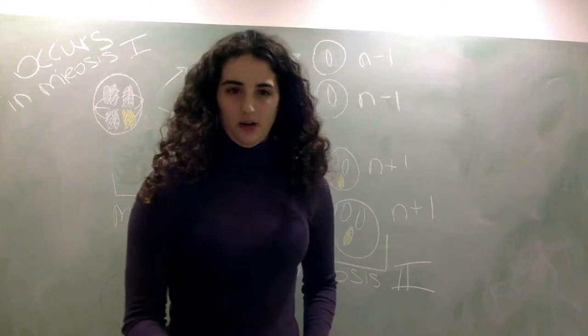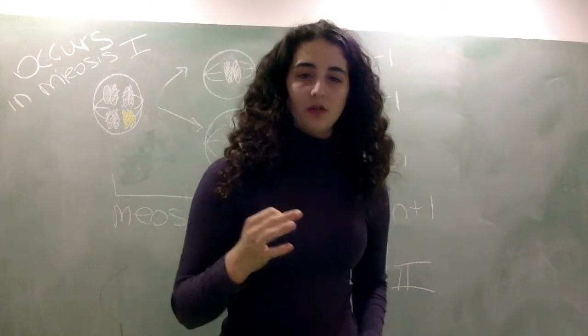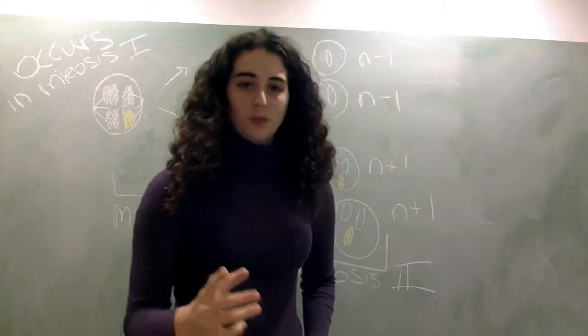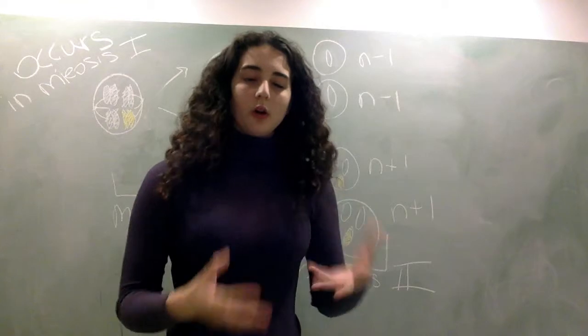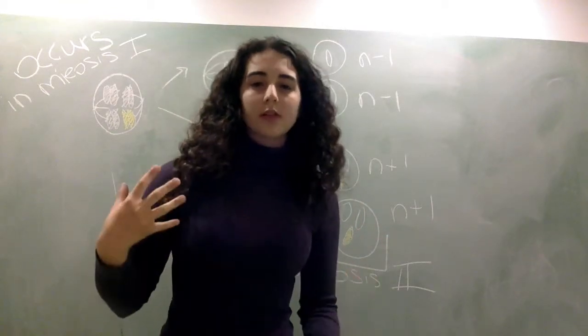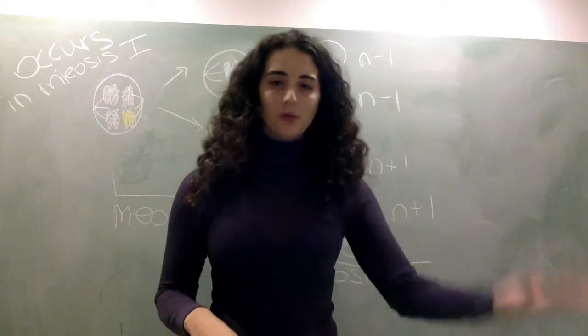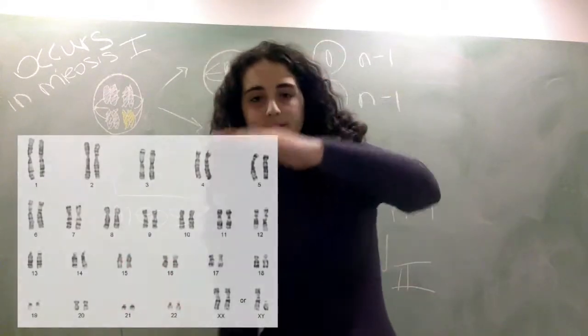What is a karyotype? Well, a karyotype is a series of images of chromosomes copied and pasted into a larger image, forming a chart. It organizes chromosomes from largest, number 1, to smallest, number 22, and it looks like this.